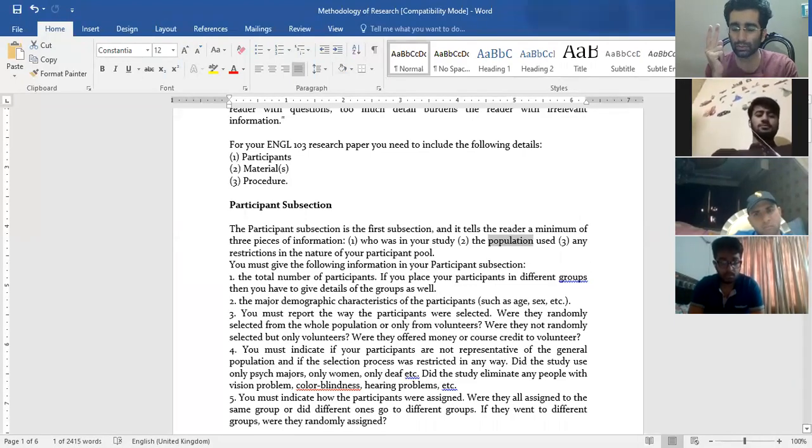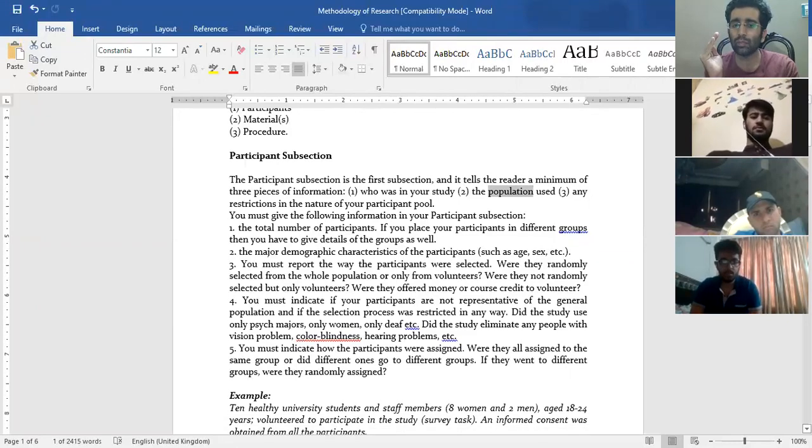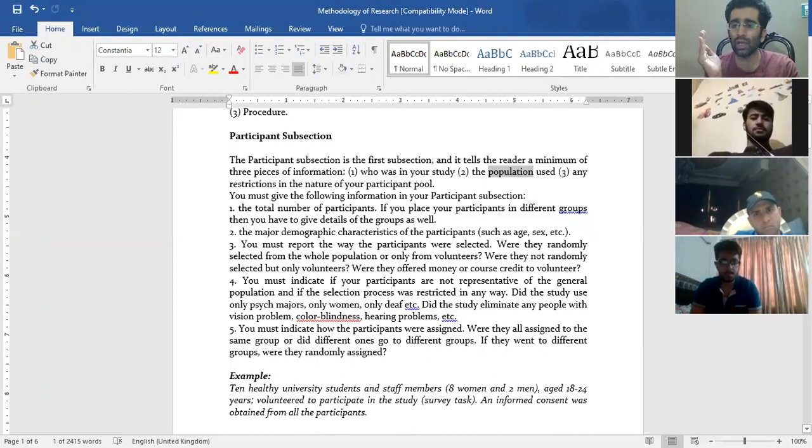So far we have talked about two things: that in your research report you have to talk about participants. By participants we mean two things. One, population. Second, sample. Is it making sense? Yes, sir. Okay. So population means the entire set of possible participants, and sample means those whom you actually go to, distribute your questionnaire, and collect data from. So the participants subsection will be these two things.